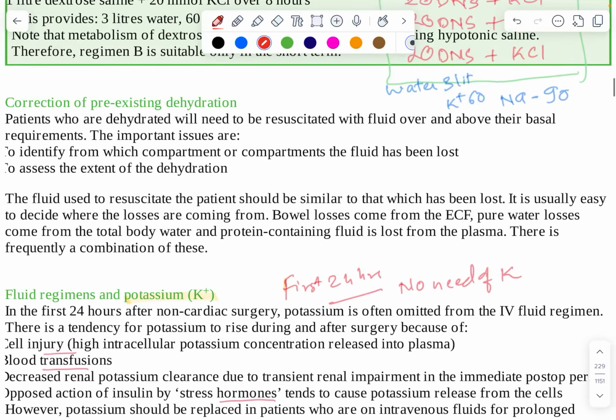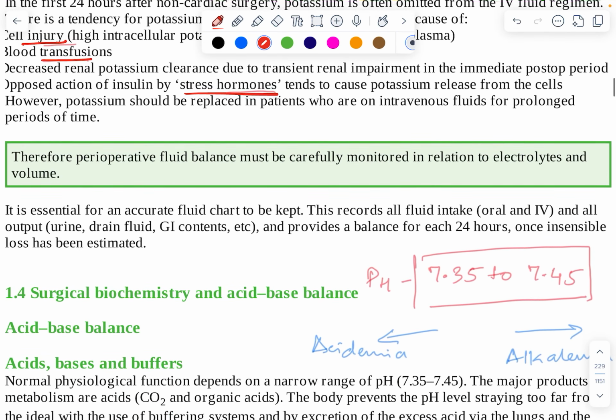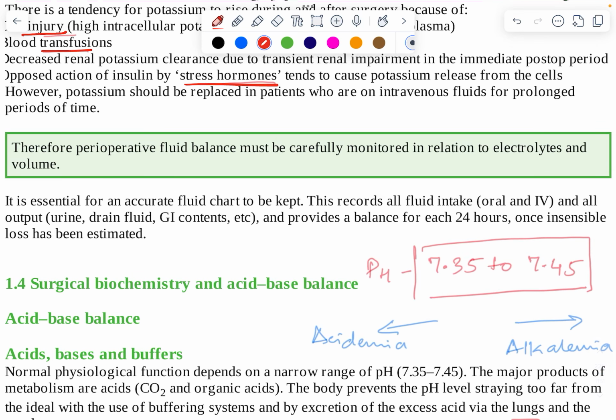Correction of pre-existing diarrhea patients may need more. In the first 24 hours there is no need for potassium. In the first 24 hours, potassium is often omitted from IV fluid, as there is a tendency for potassium to rise after surgery because of cell injury, blood transfusions, stress hormones and insulin. So potassium is initially not required. It is essential that accurate fluid charts be kept.